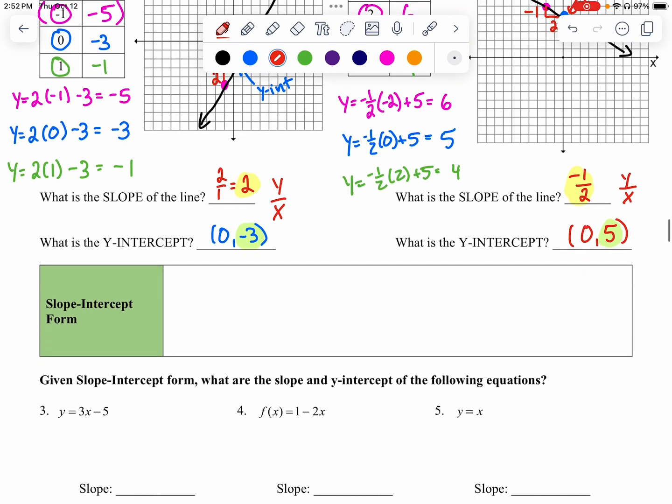What this equation looks like is y equals mx plus b. The m is the slope, and the b is the y-intercept. And the y-intercept is always written 0, comma, whatever that b number is.